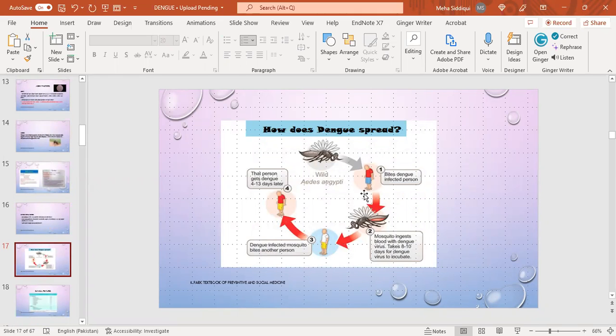So this is the cycle to show how dengue is spread. First, the mosquito bites a dengue-infected person, then the mosquito ingests blood with dengue virus. It takes 8 to 10 days for the dengue virus to incubate. Then the dengue-infected mosquito bites another person, and that person gets dengue 4 to 13 days later.